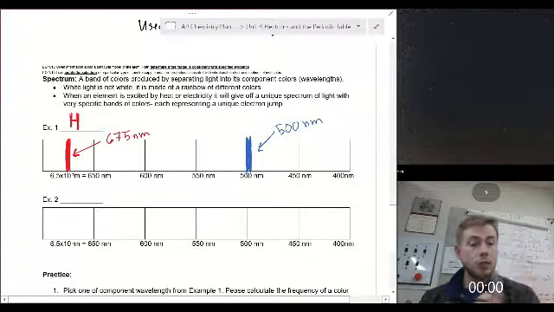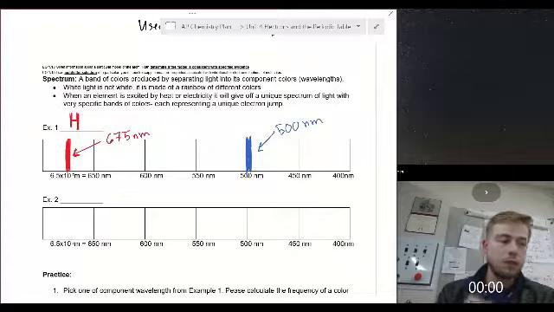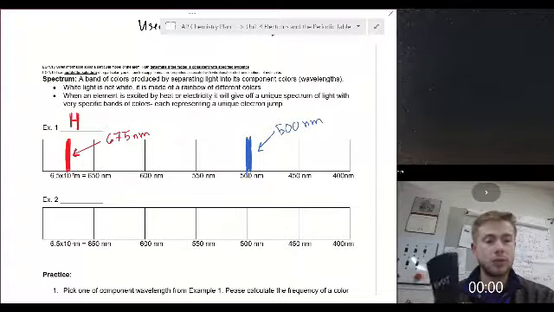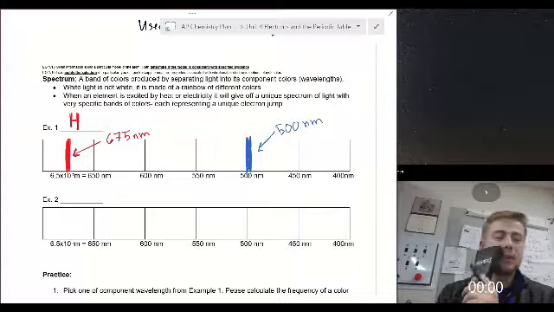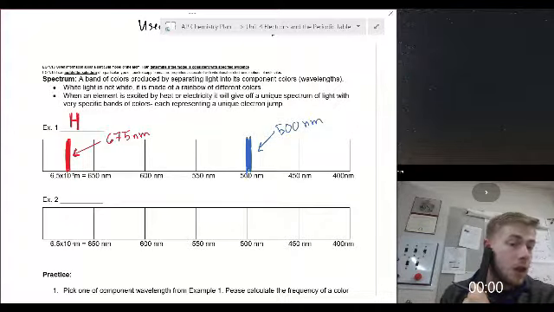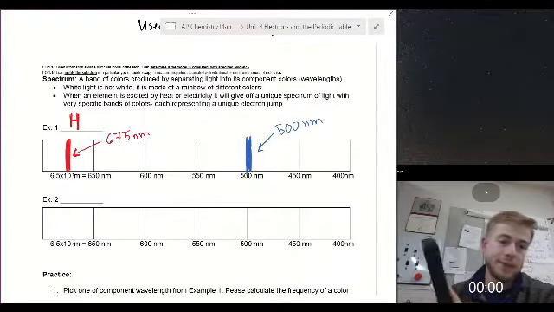Okay. What you're going to do is you're going to practice yourself. You're going to take a spectroscope and you are going to look at one of the lights around the room and you're going to draw the emission spectrum of that light.